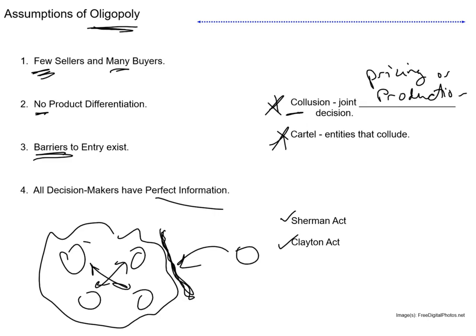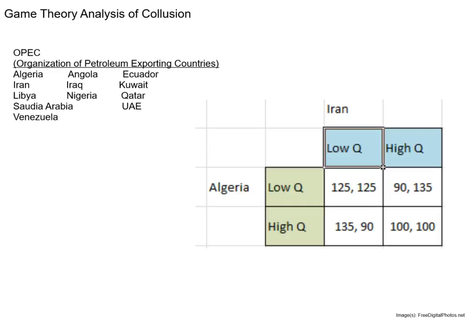Collusion is a verb. It's the joint pricing or production decisions. Cartel is the name, it's a noun, of the group that colludes, right? So the group that colludes is the cartel, and the collusion that they do, that's their joint pricing or production decision, right? So we can think about one of the most famous cartels, OPEC.